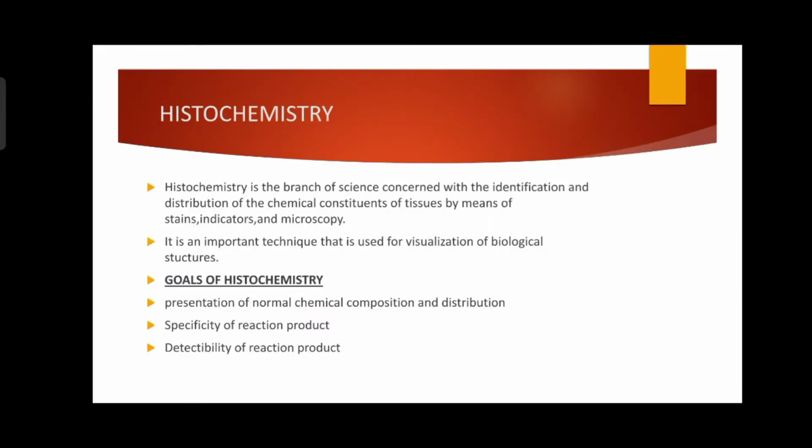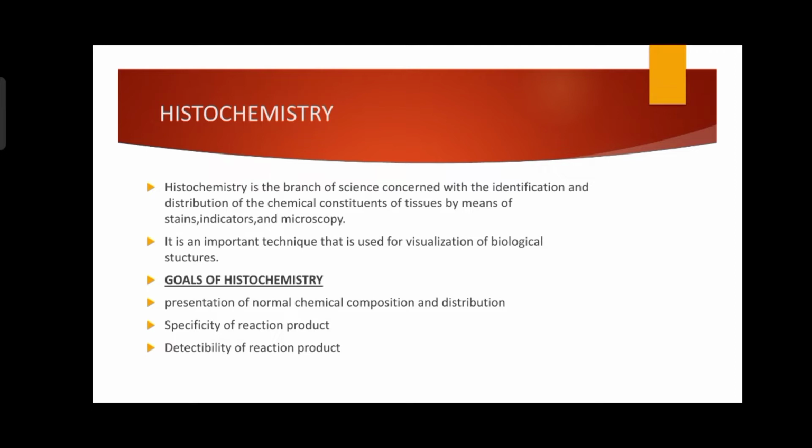So histochemistry is the branch of science concerned with the identification and distribution of the chemical constituents of tissues by means of stains, indicator and microscopy. So it's the branch of science concerned with the study of chemical composition of animal and plant tissues, particularly the distribution and the location of chemicals within and between the cells by means of stains, indicator and microscopy.